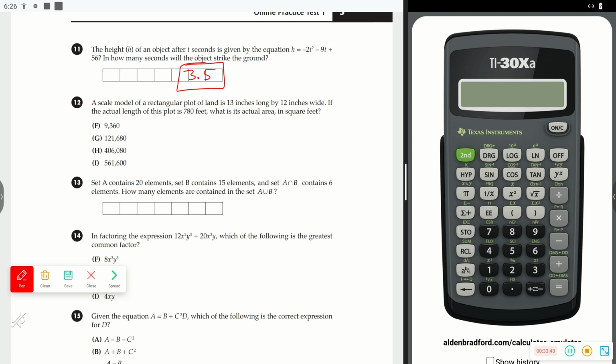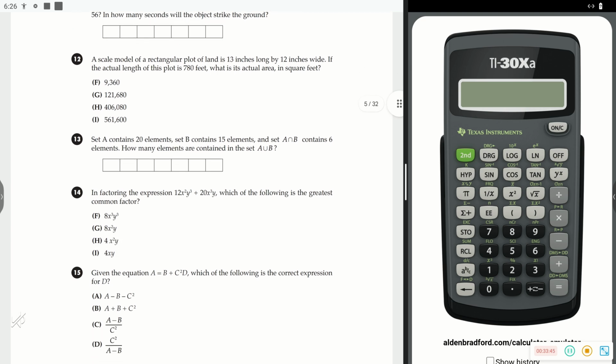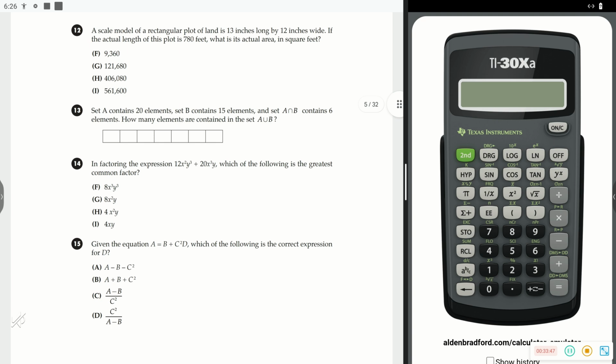And that is number 11. On to number 12. Let me look at the problem real quick. All right, so it says a scale model of a rectangular plot of land is 13 inches long by 12 inches wide. If the actual length of the plot is 780 feet, what is the actual area in square feet?